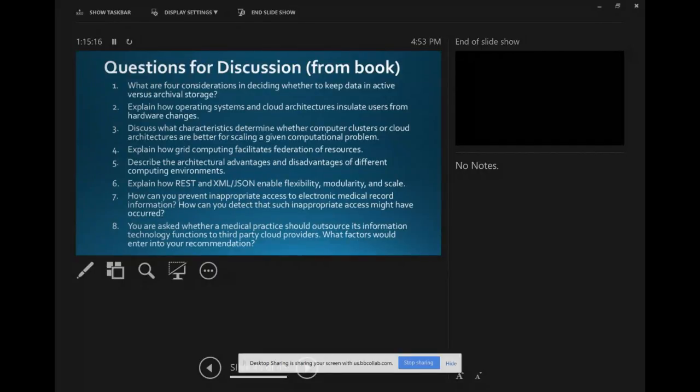Says explain how grid computing facilitates federation of resources. That question is going to be hard to answer unless you actually go read chapter 5, because I didn't really go over grid computing. Anyone want to hazard a guess why I didn't go over grid computing? I can hazard a guess as to why it's in the chapter. One of the authors of the chapter is a guy named Ian Foster. He's considered the father of grid computing. I think that's why grid computing is in the chapter. Most of us think that grid computing is old and passé and nobody uses it anymore. So that's why I didn't put it in here.